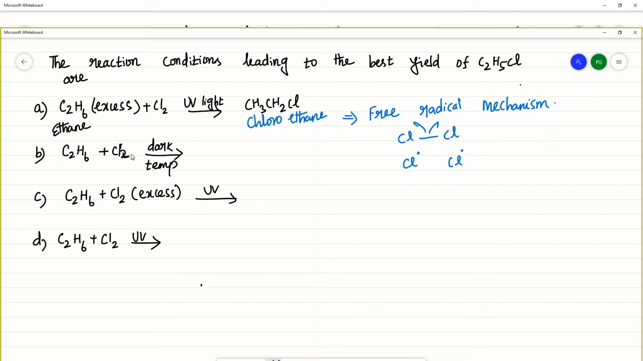So what happens here? You need light for this. So dark temperature is ruled out. It cannot be prepared in the dark.